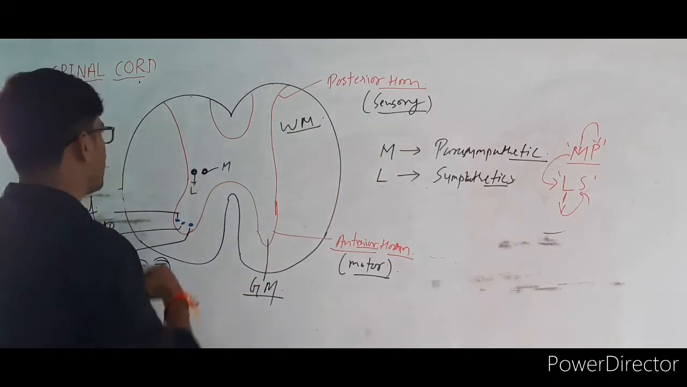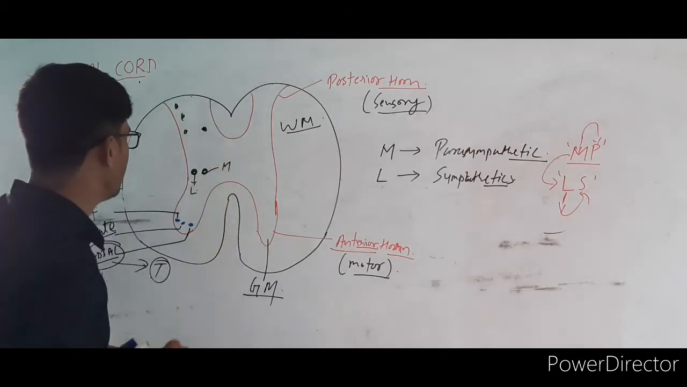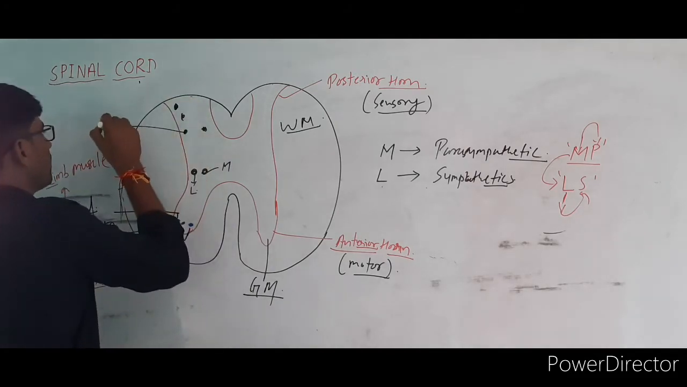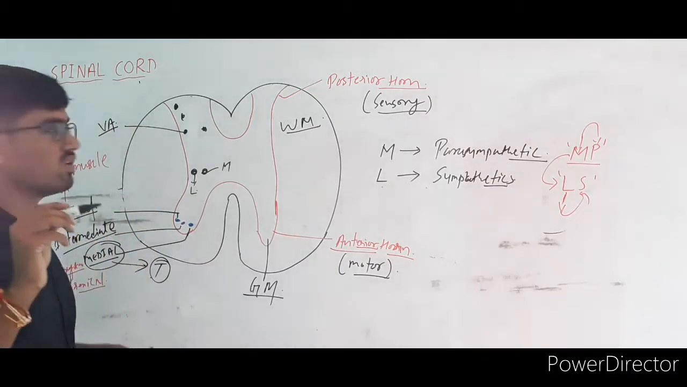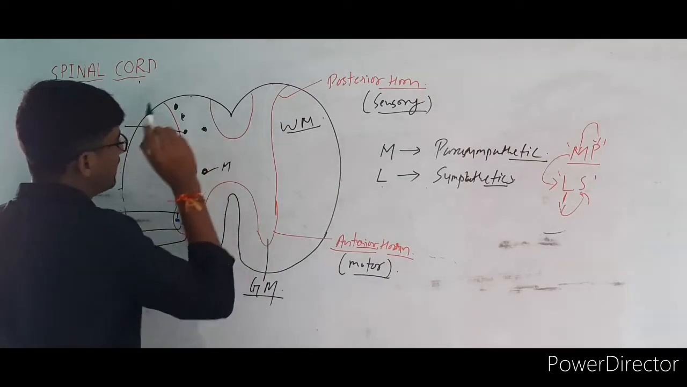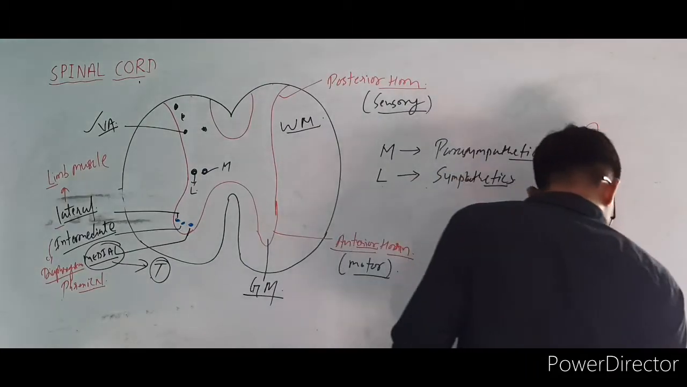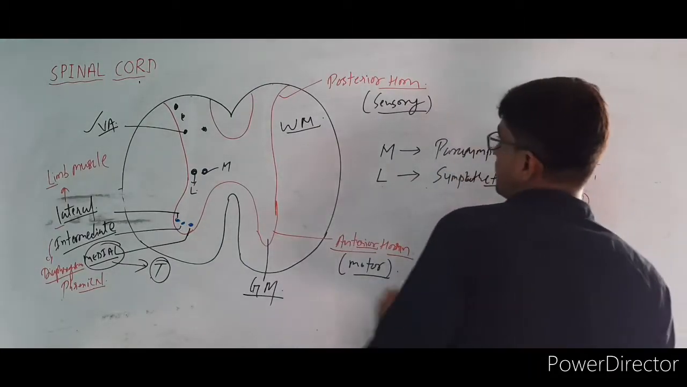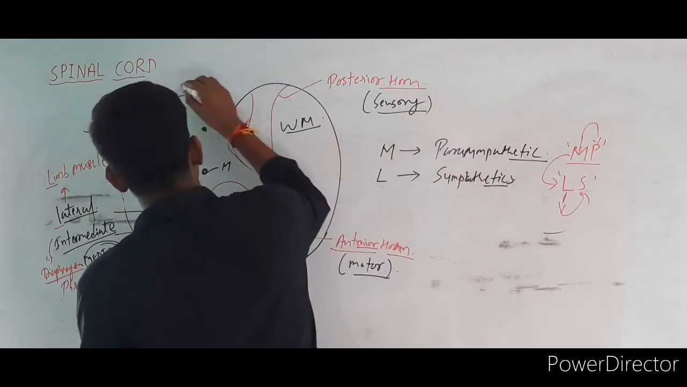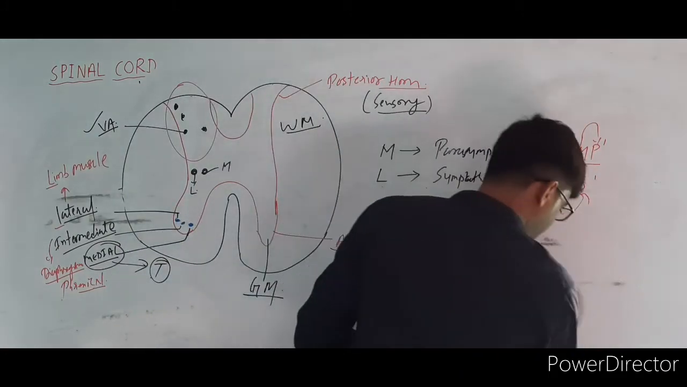Now here is the 4th nucleus: 1, 2, 3, 4. Can you tell me the names? One is the substantia gelatinosa. One is for the VA, visceral afferent. So there are 4 nuclei which are present in the posterior horn, sorry, not the anterior. I am going to write here. This thing you should remember, MP and the Lok Sabha.